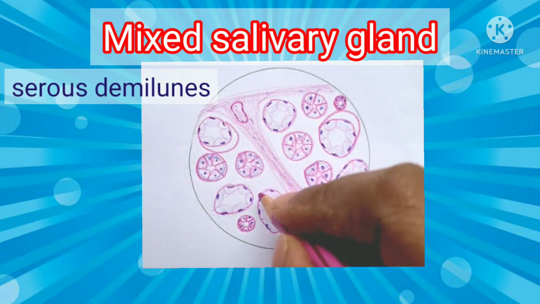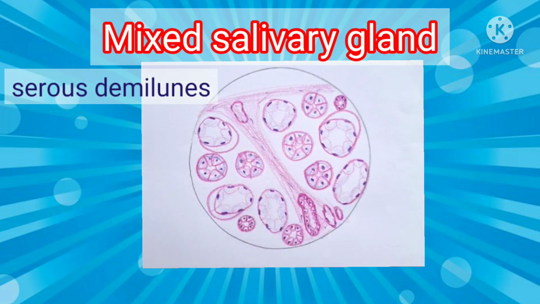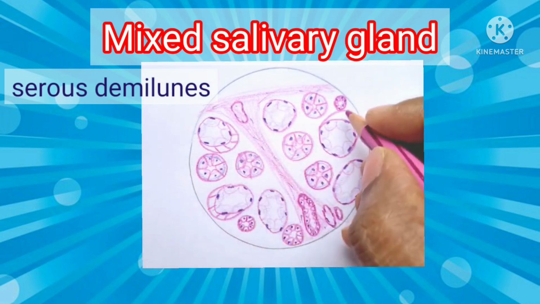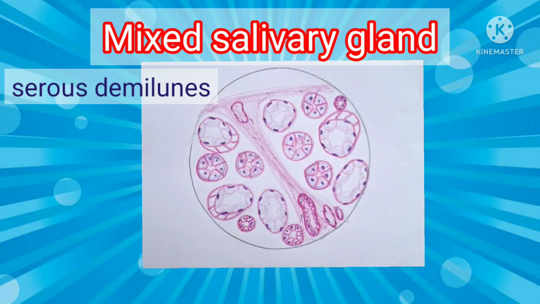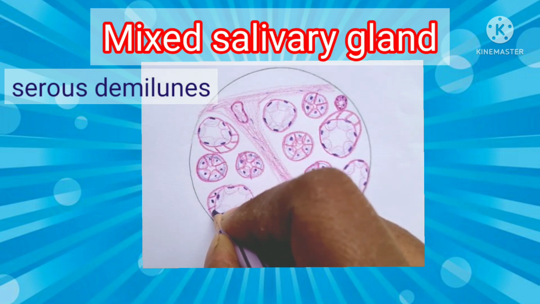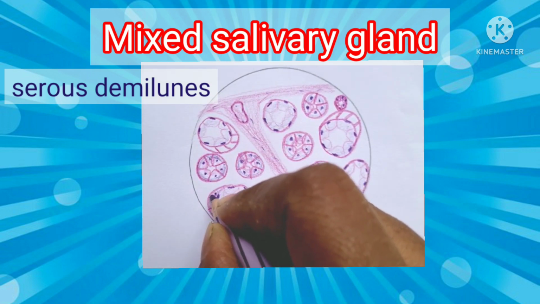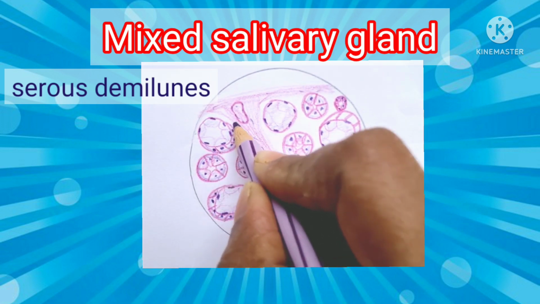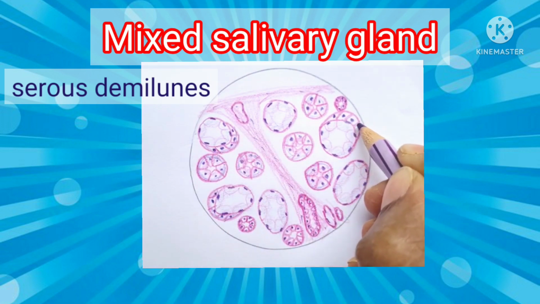Half moon with a few serous cells, round nucleus and biphasic staining. You can nicely see the dark staining cells capping on the mucous acini. Observe the mucous salivary gland carefully.